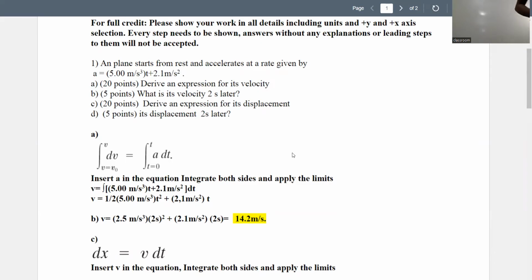We'll start with number 1. A plane starts from rest and accelerates at a given rate, a is equal to that acceleration. From there, we need to derive an expression for velocity. Okay. So I'm going to start by writing that a underneath the word.